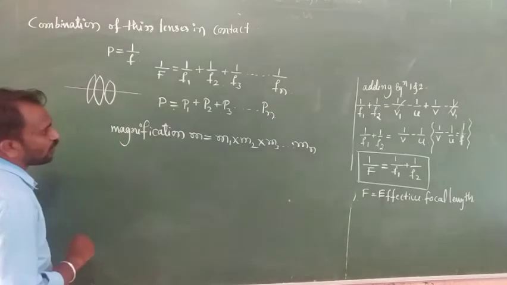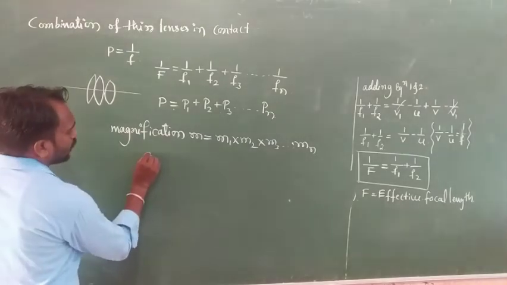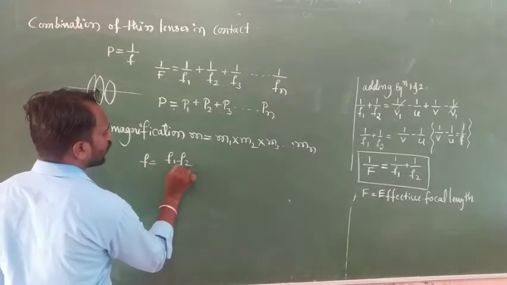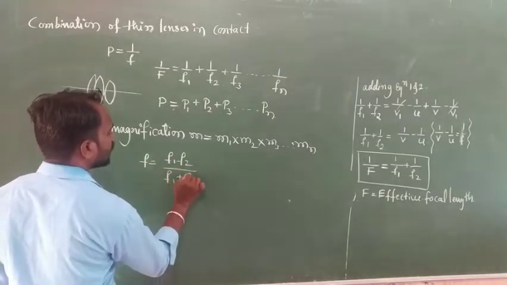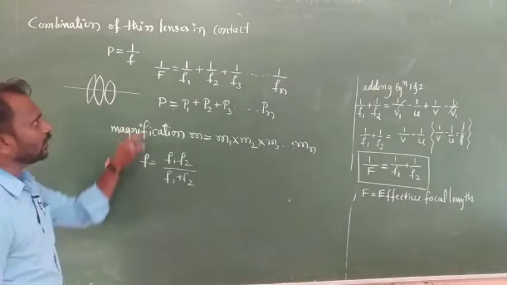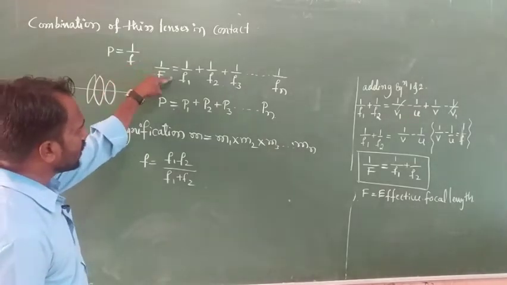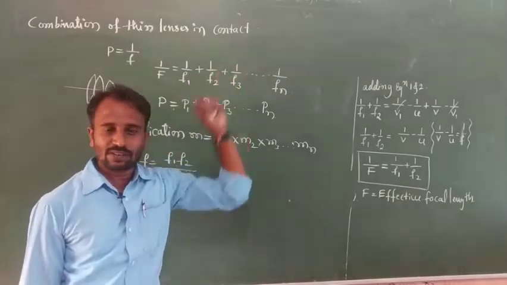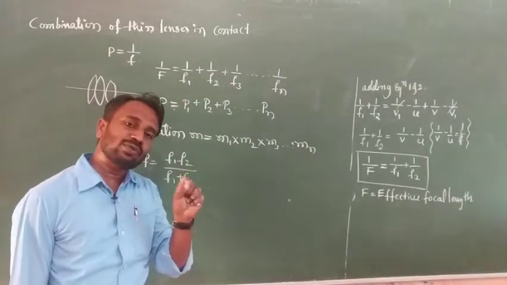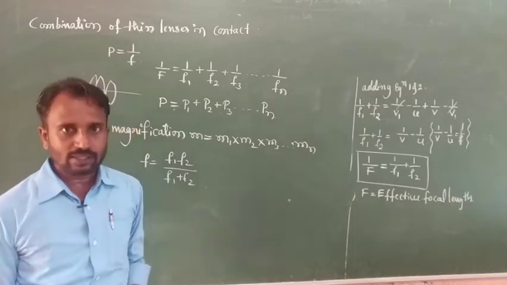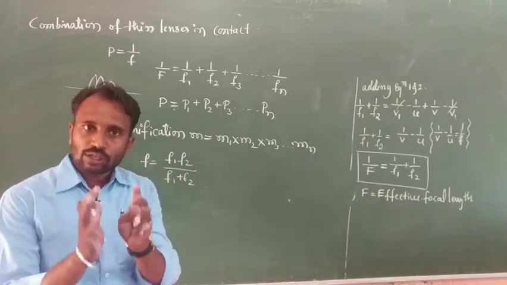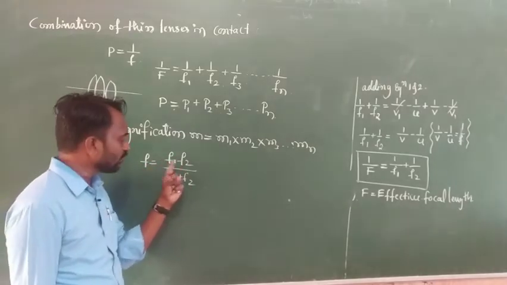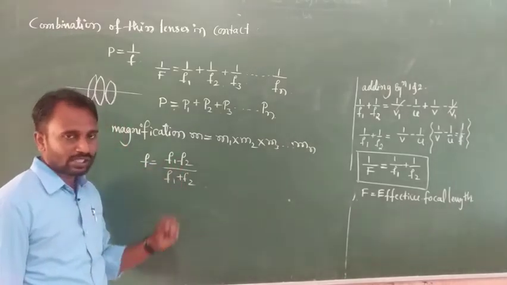Another simple formula: F is equal to F1 into F2 divided by F1 plus F2. Generally, 1 by F is equal to 1 by F1 plus 1 by F2 plus 1 by F3, and so on. Here we consider only two convex lenses in contact with each other, then the effective focal length F is equal to F1 into F2 divided by F1 plus F2.